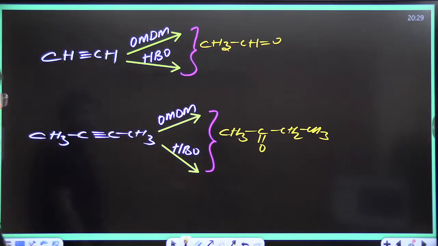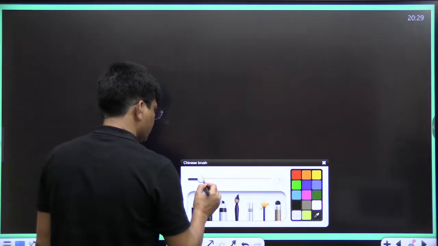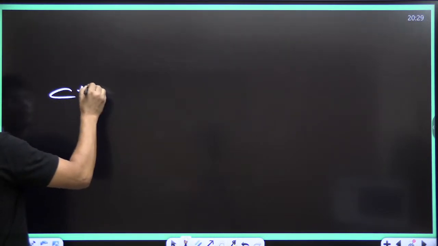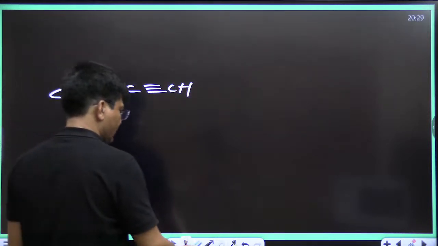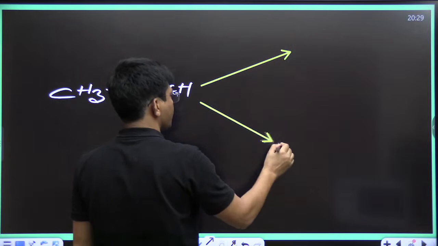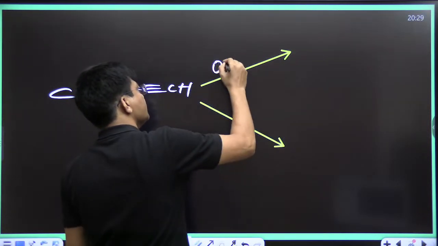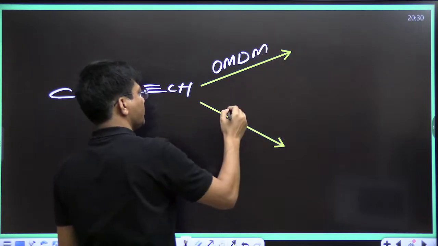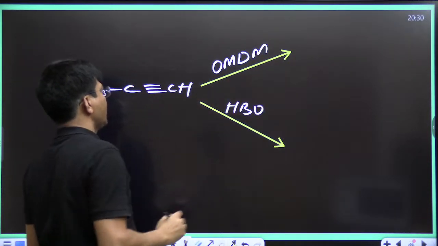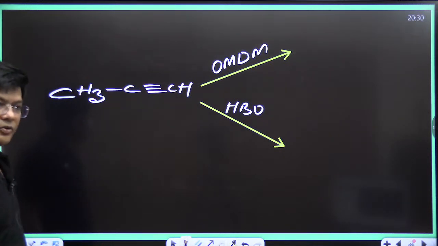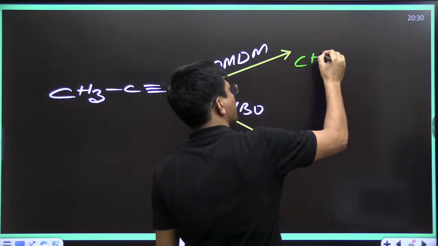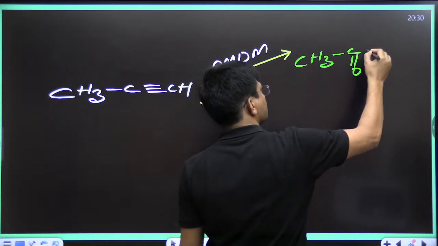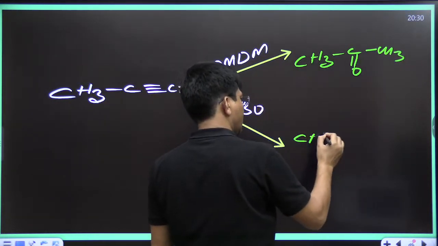Now kids, after doing this, if I give you a reactant like this, just see to it, CH3 C triple bond CH. Now once I do OM-DM reaction and once I do HBO reaction, what do you think? Same answer or different answer are you going to get? Do let me know, my dear friends. So definitely your answer will be, sir, here we are getting acetone. Here we are getting aldehyde.